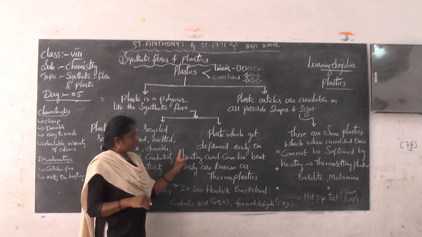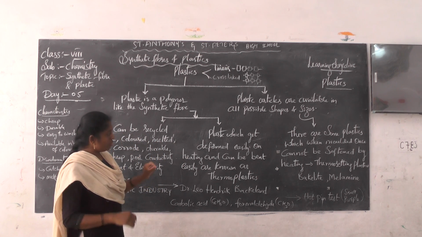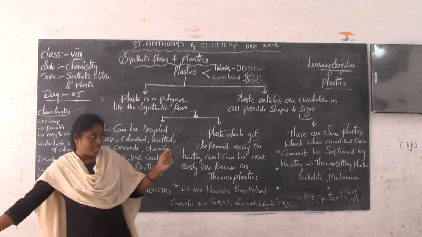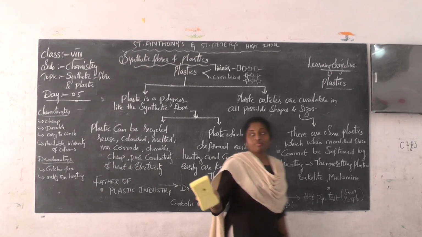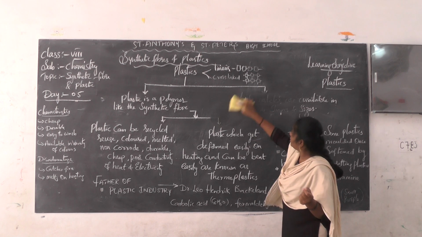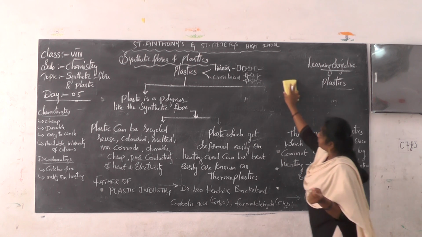Now we talk about the two types of plastics. You can see the two types of plastics here. So here you can understand there are two types of plastics.